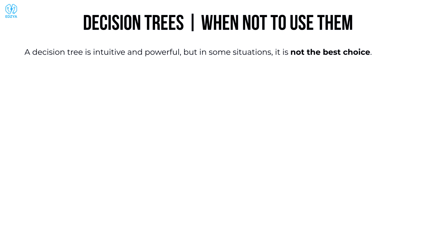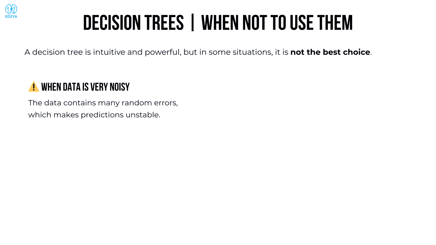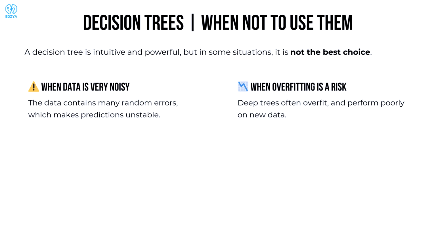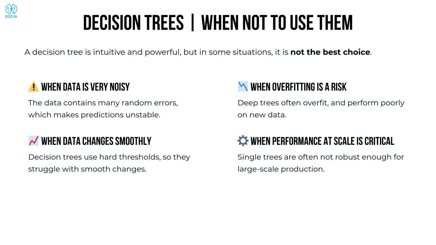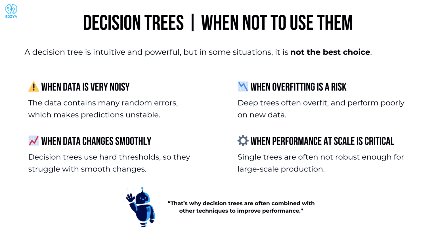Decision trees are intuitive and powerful, but they are not always the best choice. First, when data is very noisy, trees can follow random patterns and become unstable. Second, when overfitting is a risk, deep trees may fit training data but fail on new data. Third, trees struggle when relationships change smoothly instead of at clear thresholds. Finally, at large scale, a single decision tree is often not robust enough on its own. That's why decision trees are often combined with other techniques to improve performance.